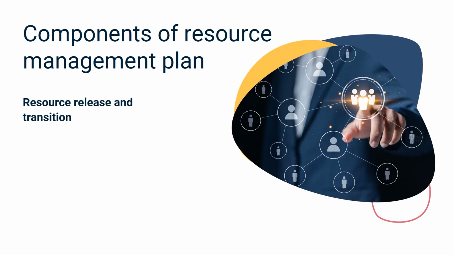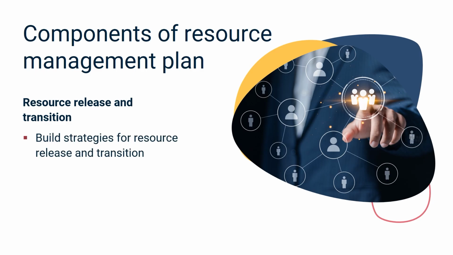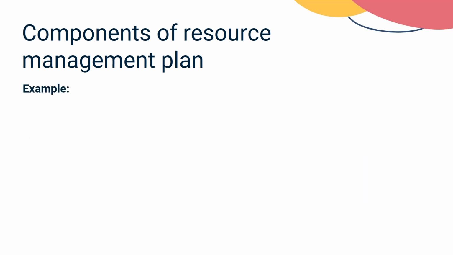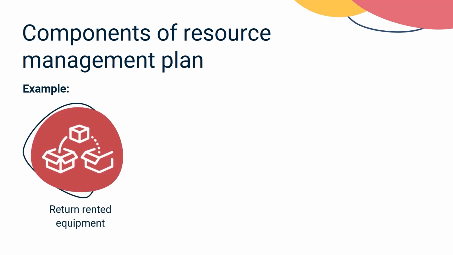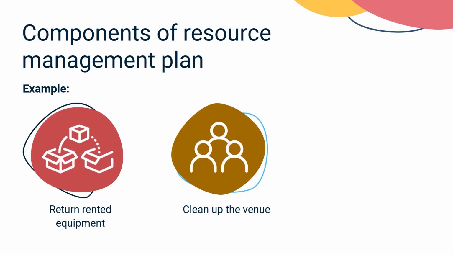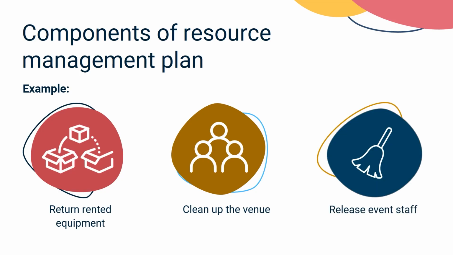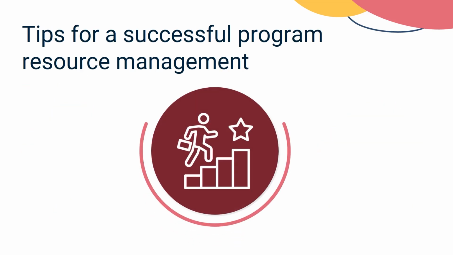Lastly, document how to release resources when they're no longer needed. It would be best to build strategies for transitioning resources to other programs or projects. For example, you can document the process for returning rented equipment, cleaning up the venue, and releasing event staff from their duties. You've learned the core components of a resource management plan.